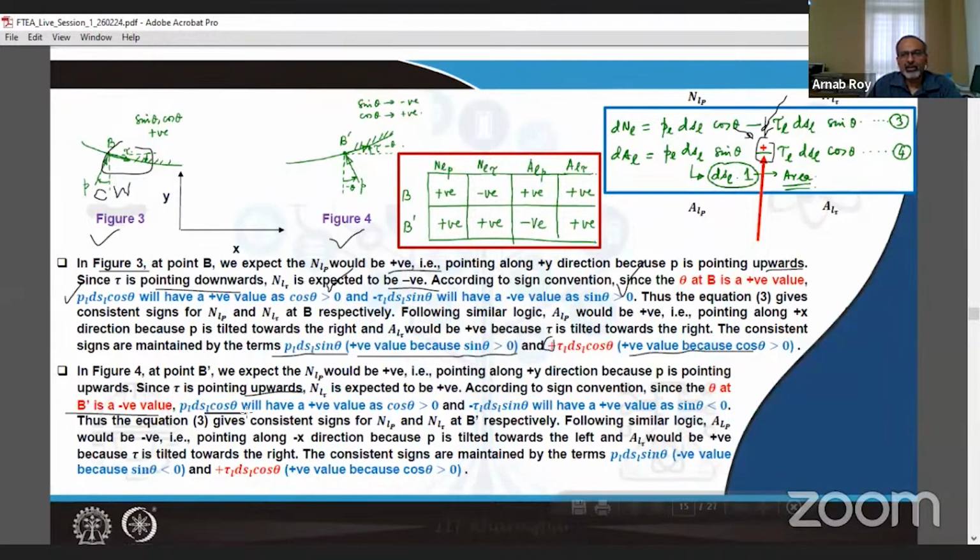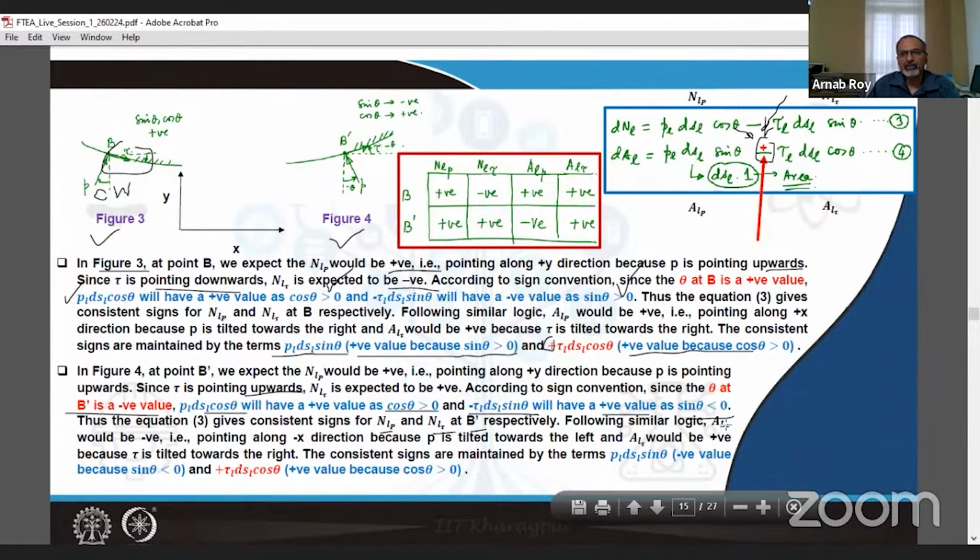PL DSL cos theta will have a positive value as cos theta is greater than 0, minus tau L DSL sin theta will have a negative value as sin theta is less than 0. Thus, equation 3 gives consistent signs for NLP and NL tau at B dash respectively.